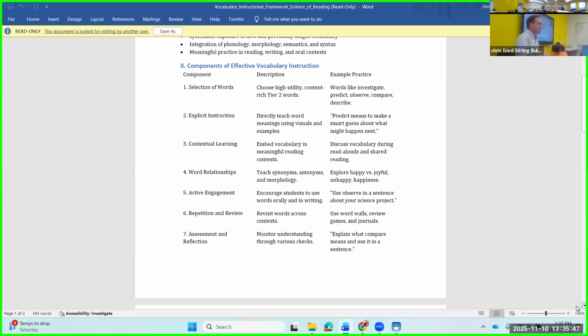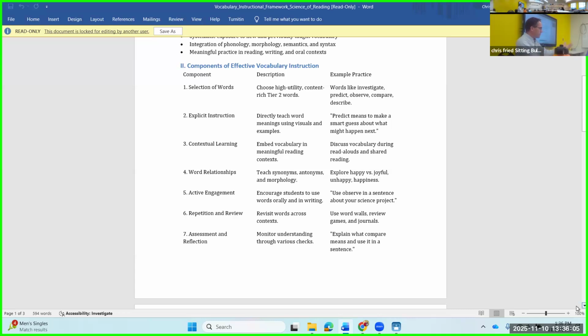But high academic quality and usage. Right, yeah, so it's not tier 1 or those everyday words, right? Tier 2 are the academic words, the words that we're going to be using throughout the day at school. And then that tier 3 is that content specific, right? The science ones, the math ones, et cetera.